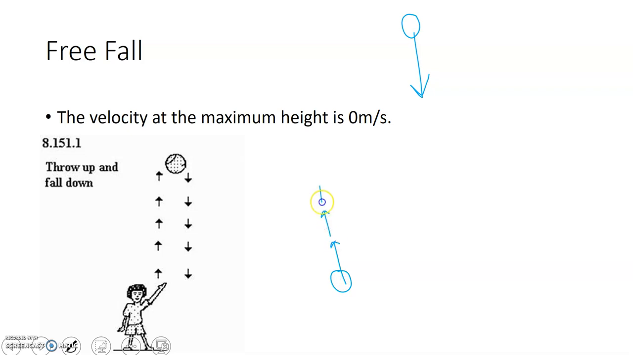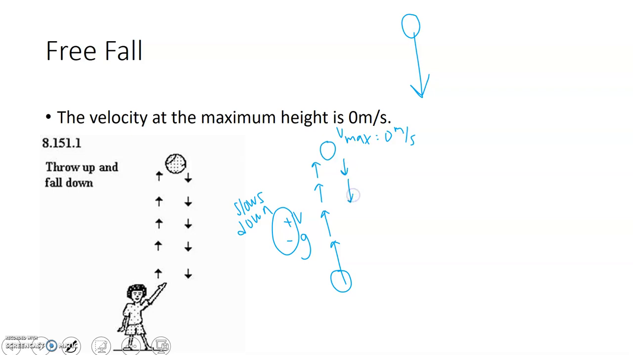The ball will slow down as it moves upward, right, because we have a positive velocity, and the acceleration due to gravity always acts downward. So when you throw an object up, you'll notice that it slows down on the way up. It will actually stop for a moment at the top. So the velocity at the maximum height is 0 meters per second, and then it comes back down.